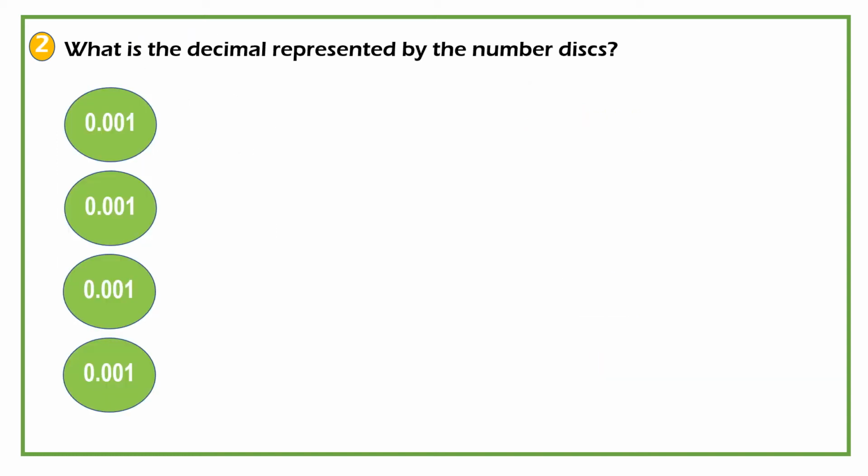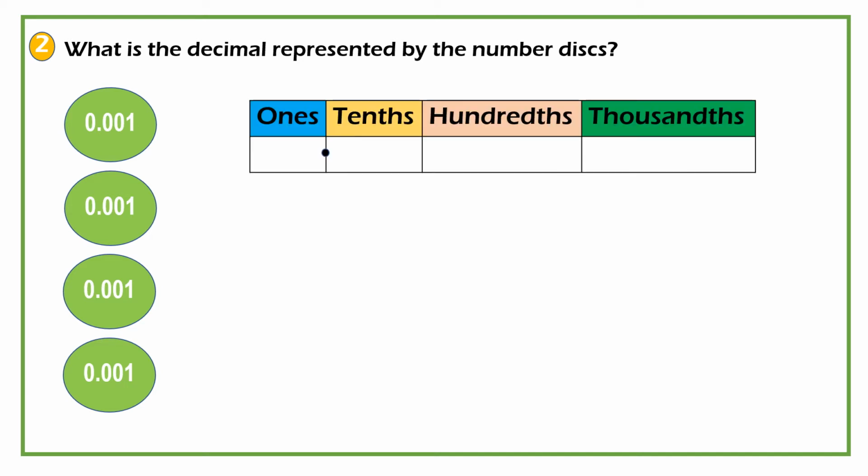Okay. Now, number 2. What is the decimal represented by the number discs? You can see that we have got 4 thousandths. 4 thousandths means 4 out of 1,000. So the decimal is 0.004.